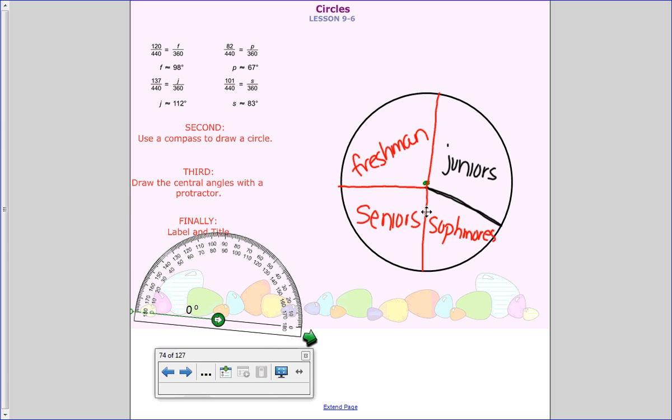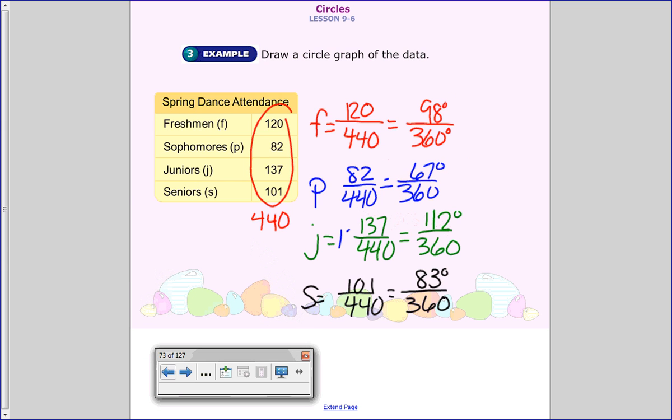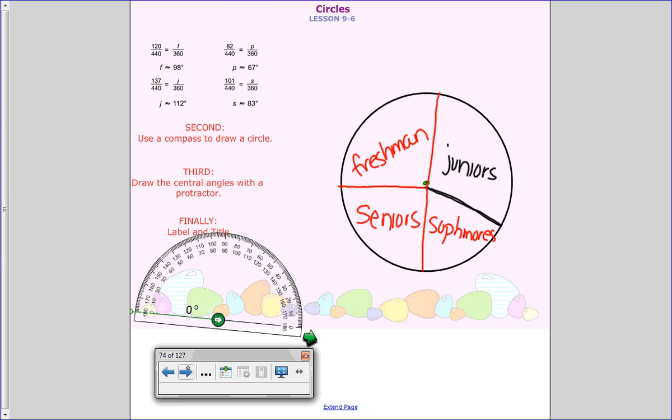All right, so I have all my labels. The last thing I have to do is give it a title. So I look back, and it's a spring dance attendance.